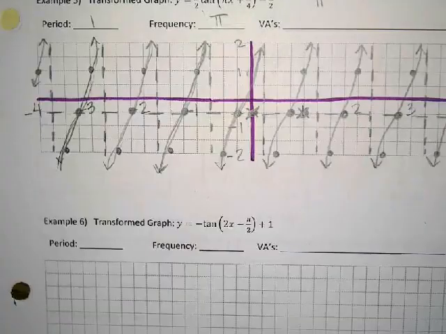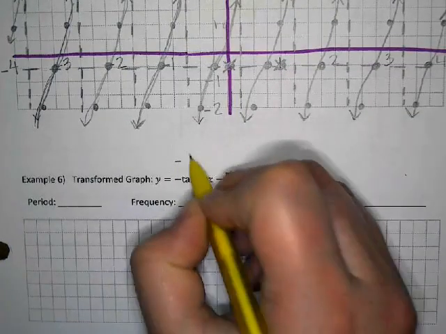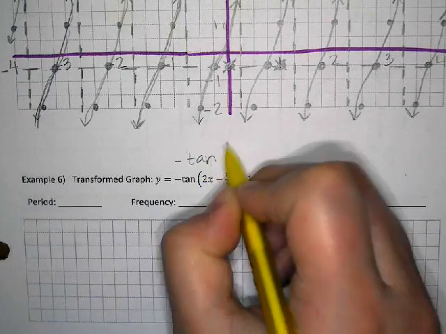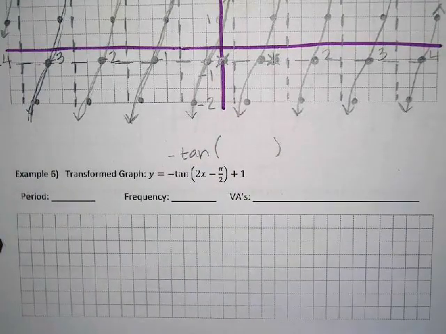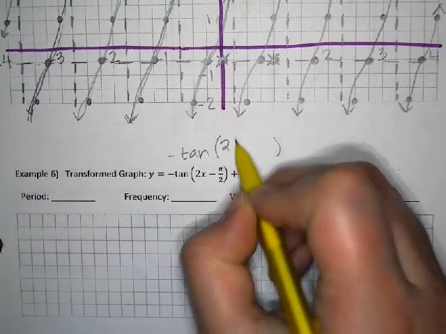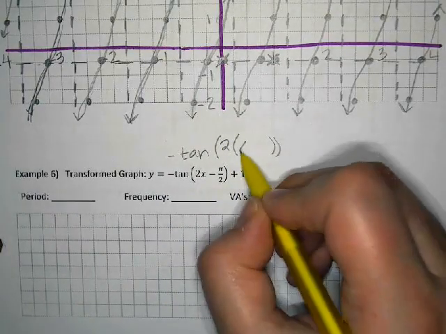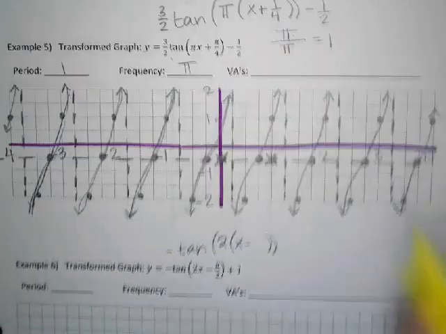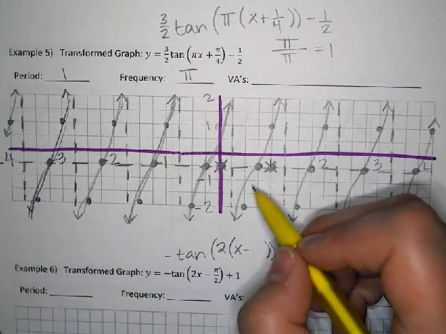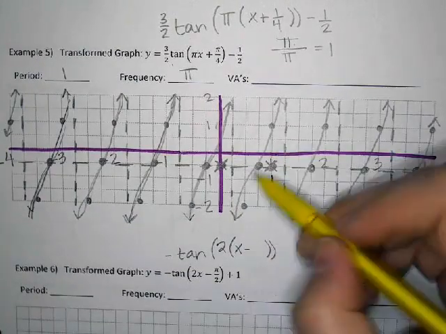So the first thing I'm going to do before I fill out the information is I'm going to factor the inside. So what should I be taking out? 2. And what does that leave me with? X. Oh, we didn't write the vertical asymptote. Sorry, that was my fault. Okay. So this was a 1 right here. The vertical asymptote would be x equals 1/4.